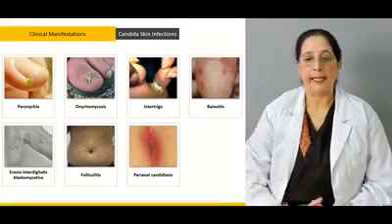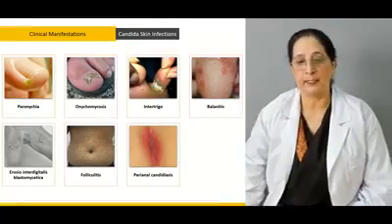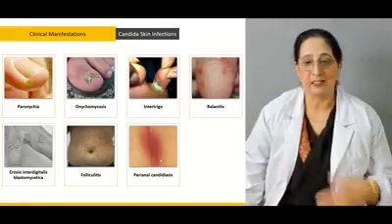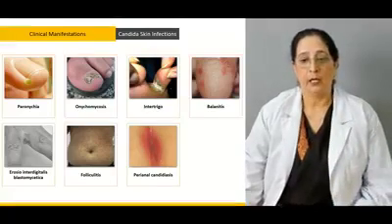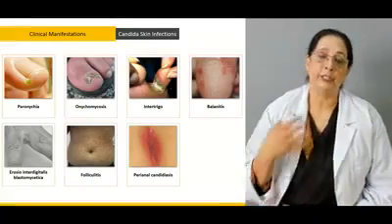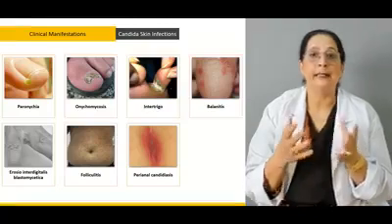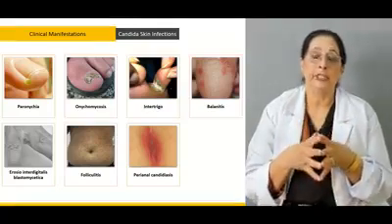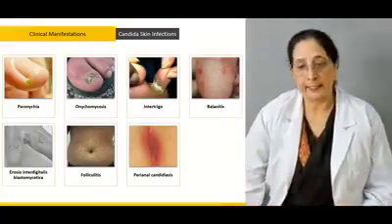Then perianal candidiasis. In perianal candidiasis, you can see around the anal region there is redness, scaling and itchiness, and that is also common, especially in children who have fecal incontinence and who wear diapers. This condition is very common. There is perianal candidiasis.